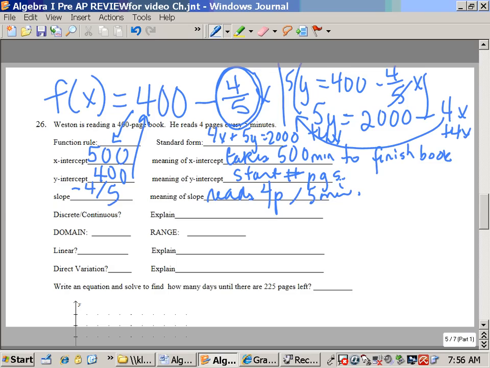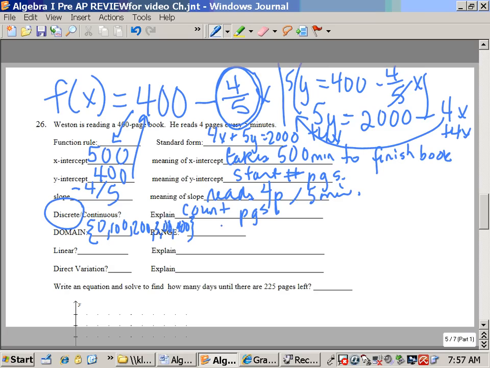Do you think this is discrete or continuous? Discrete, because we're counting pages. If my graph is discrete, then my domain is going to be numbers like 0, comma. How many pages? Do we want to read 1 page at a time? No. How about 4 at a time? Well, I like 100s. So I'm going to go 100, 200, 300, 400. Why did I stop at 400? Because that's the end of the book.